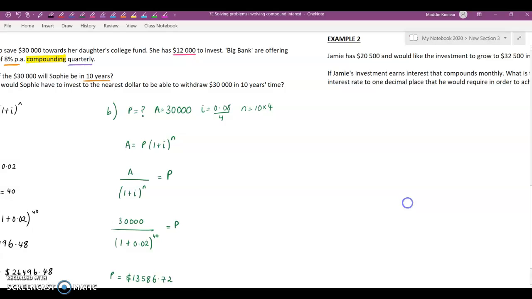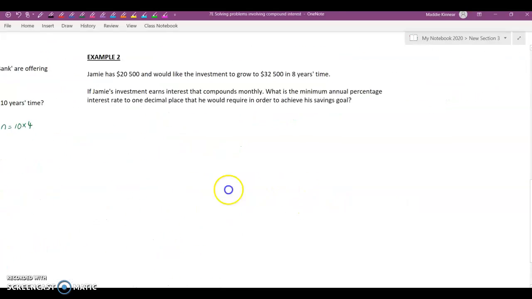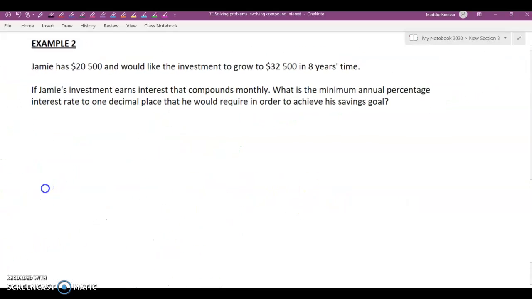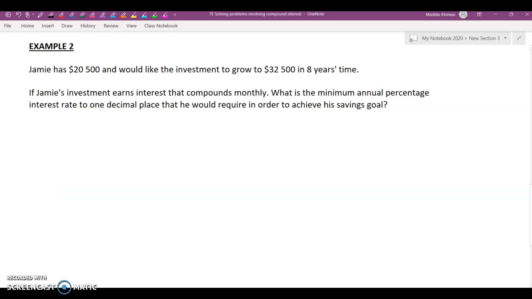Okay, so that's that example done. Example number 2 then says Jamie has $20,500 and would like the investment to grow to $32,500 in 8 years' time. If Jamie's investment earns interest that compounds monthly, what is the minimum annual percentage interest rate to one decimal place that he would require in order to achieve his savings goal?